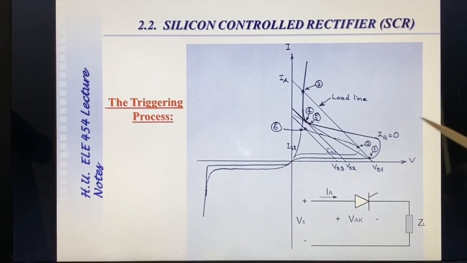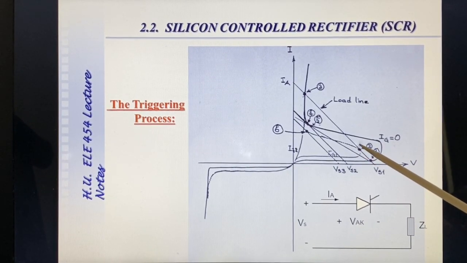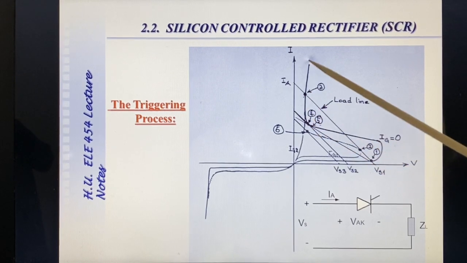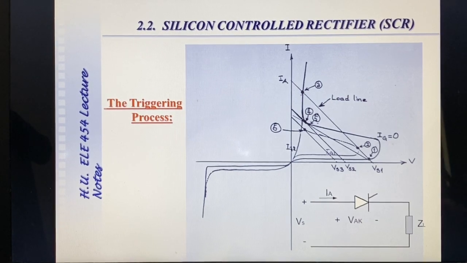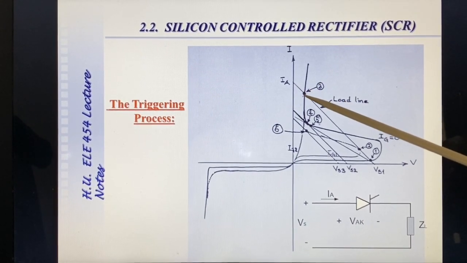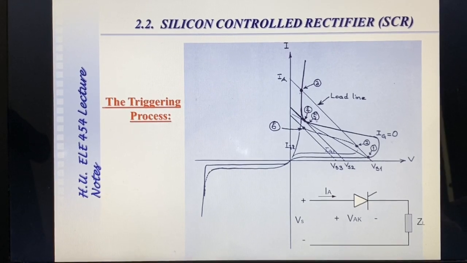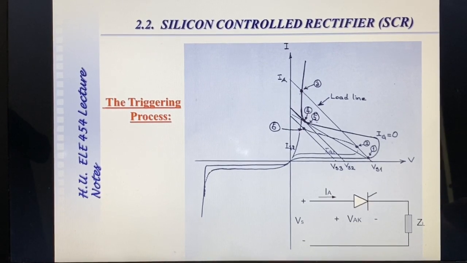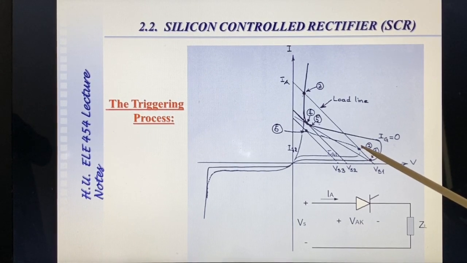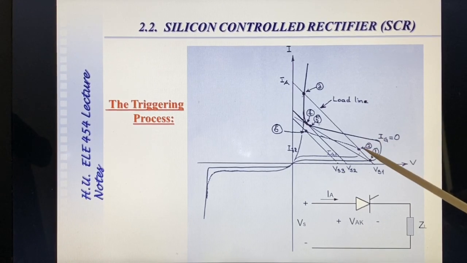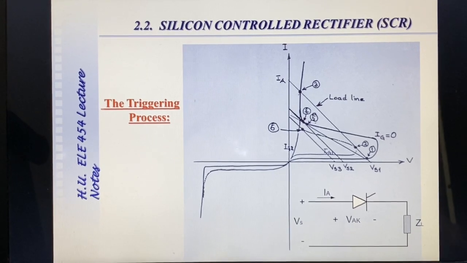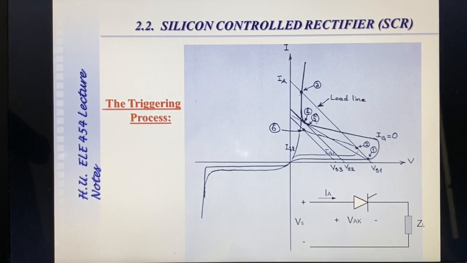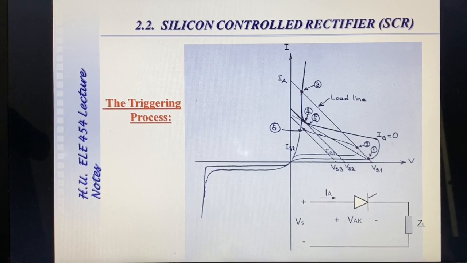Once this region is reached, the anode current will latch and it will flow at a value which corresponds to the intersection point between the load line and the characteristic at point 3. So point 2 is a dynamic operating point. It is not a stable operating point, and once this point is reached, the device will trigger into conduction and will start to carry the load current.